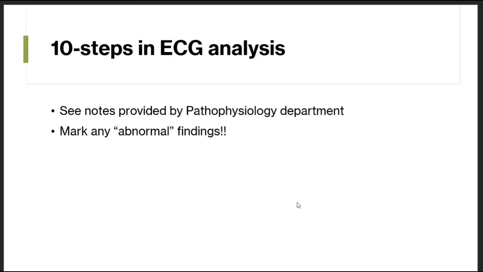So just a brief overview of the 10-step ECG analysis. You're sort of already aware of what the 10 steps are that pathophysiology expects you to know. One important thing to note is that if there are any abnormal findings, by that I mean any finding that is outside of the normal range, it should be marked somehow, let's say with an exclamation mark, underline, or just circle it. But most commonly, people just underline it.